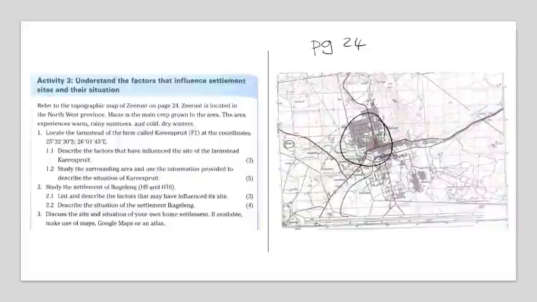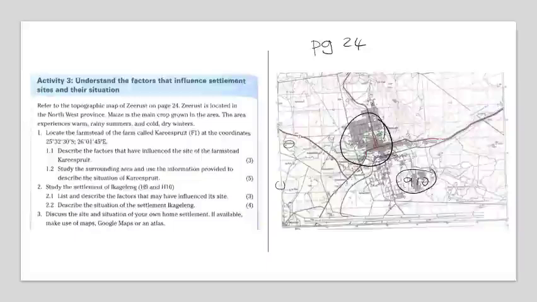Okay. Study the settlement of Ikageng on H9 and H10. So where's H? Here's H, 9 and 10. 1, 2, 3, 4, 5, 6, 7, 8, 9, 10. So that's over here, 9 and 10. In these squares, look at that and describe the situation of the settlement. Remember, when you're describing the situation, you're looking at what activities are being conducted in that area so that you can make assumptions on the soil, the climate, the rivers, the geology, the vegetation.